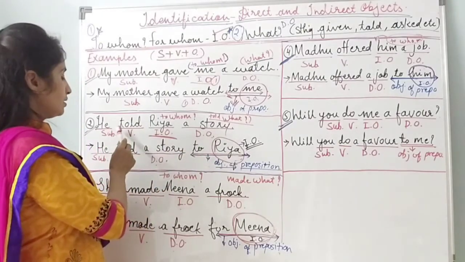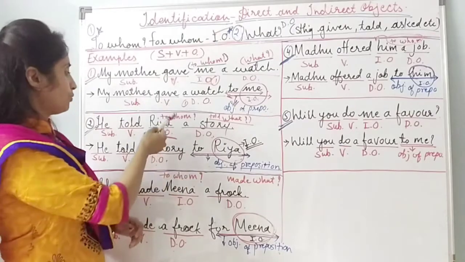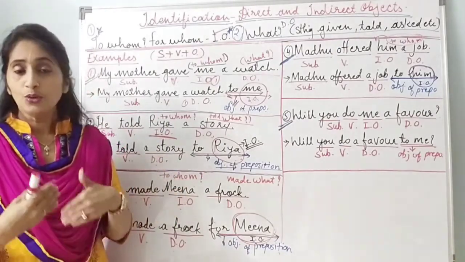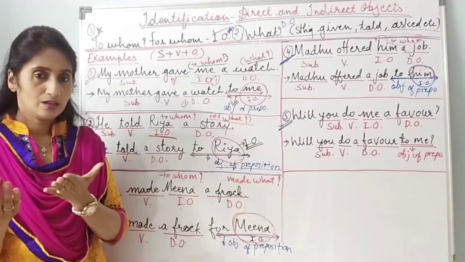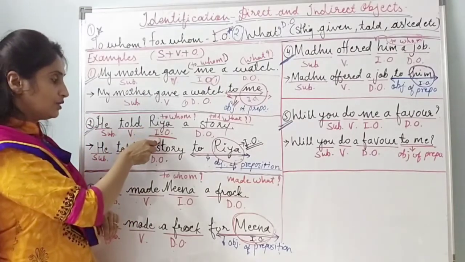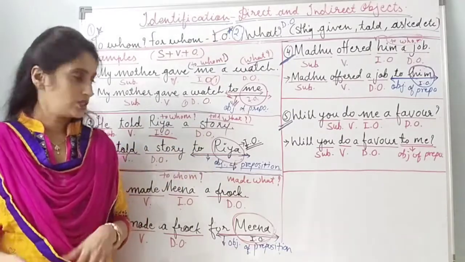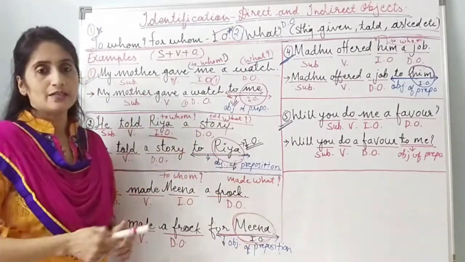To whom is the story told? To Riya. Whenever the question is asked with "to whom", the answer is Riya, so it is the indirect object. What is told? The story is told, and so it is the direct object.